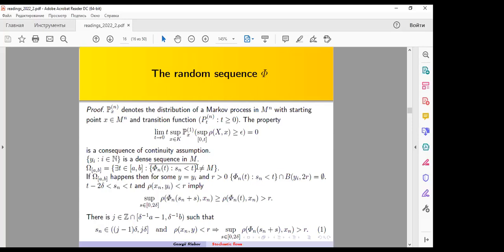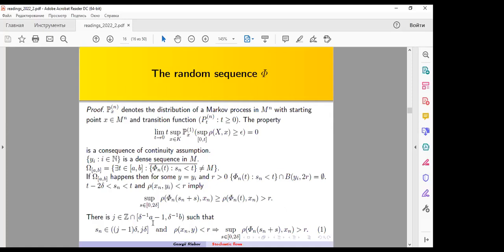So if on this event values of phi n at time t miss some ball with center y_i and some radius, let's say, 2r. It follows that if a trajectory started at a time from t minus 2 delta to t, at distance r from y, then its deviation from initial position during time 2 delta will be at most r.